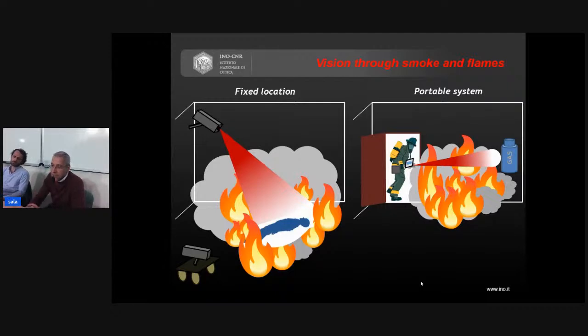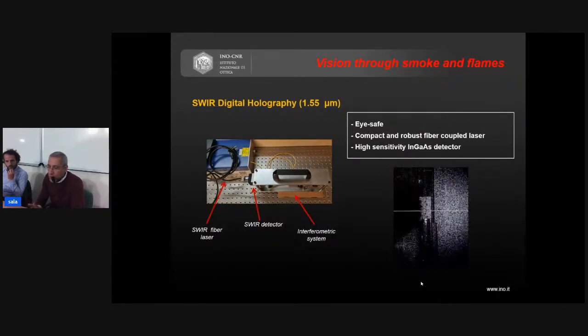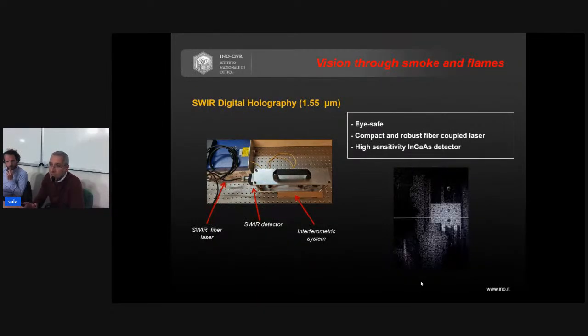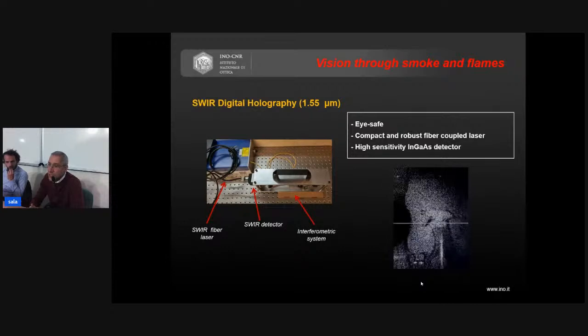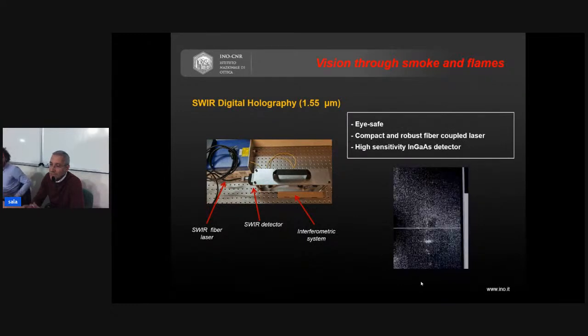This imaging system is patent protected, and we are still working on it in order to improve it in view of its possible application as a fixed location system, or maybe mounted on a robot, or even better integrated in the firefighters' equipment. To this purpose, we are working on the miniaturization of the system with encouraging results. To reach such a goal, we decided to change wavelength. We moved toward the short wave infrared range at 1.5 micrometers because these wavelengths offer some advantages.